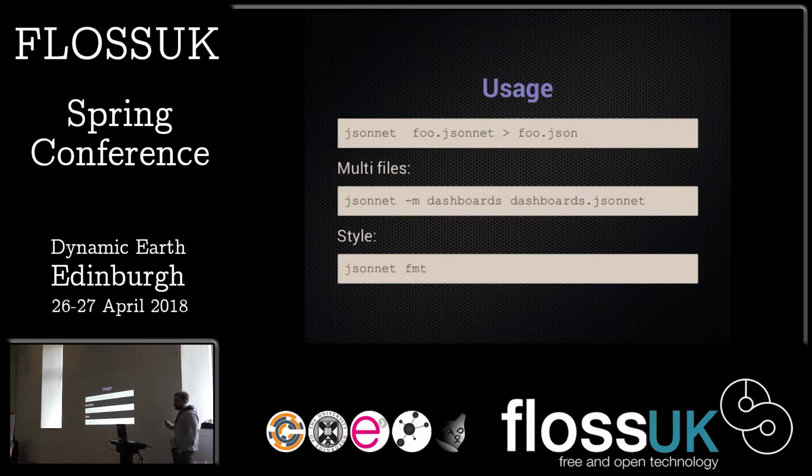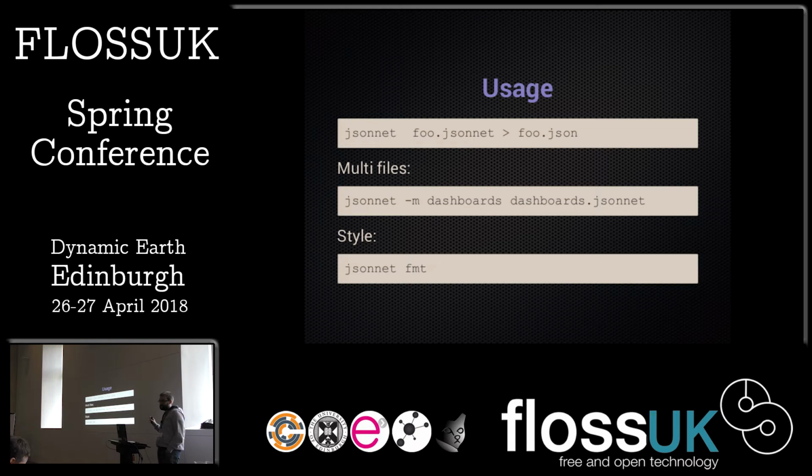How do you use that? First, jsonnet foo.jsonnet goes to foo.json. You can also build multiple files into one directory, so that you end up with all your dashboards, for example, in one directory. You have a map, and in that map it will create multiple JSON files just from one input. And you can also format so that everyone has the same formatting and there is no discussion about tabs versus spaces.